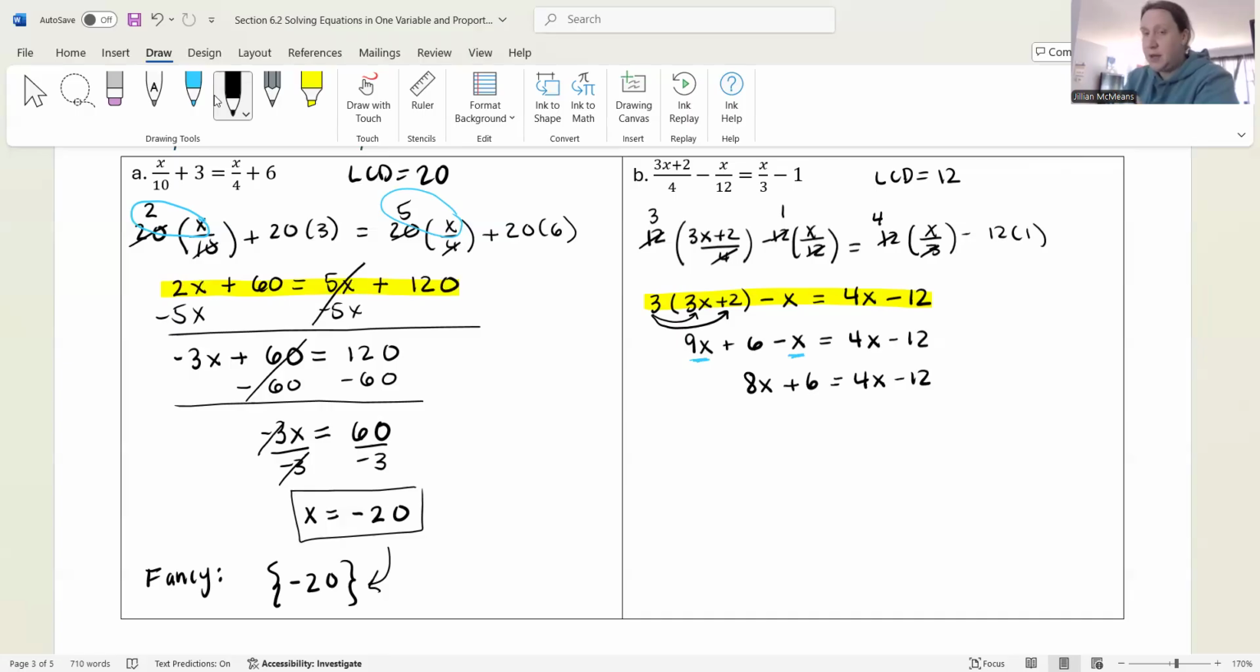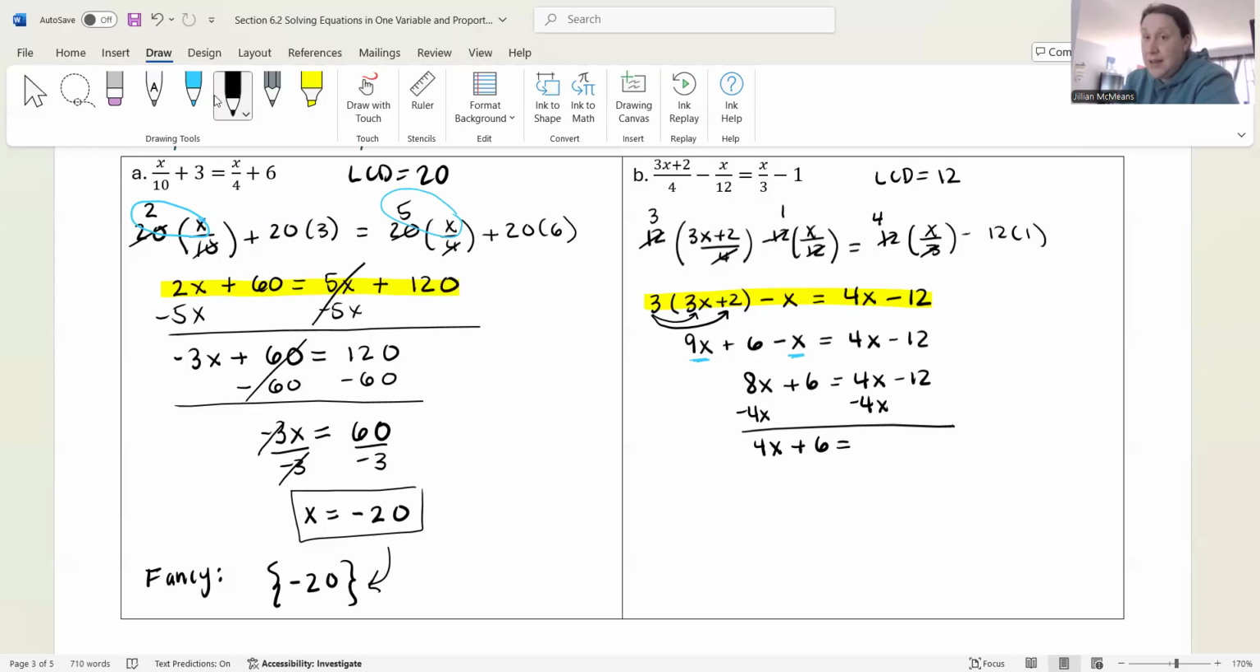So how would we undo that positive 4x? Well, think of positive 4x as plus 4x. How would we undo addition? Well, we would subtract. So we're going to subtract 4x from each side. Remember, we're maintaining balance. So whatever we do to one side, we have to do the same thing on the other. And then on the left, 8x minus 4x is just 4x. So positive 4x. Rewrite the rest of the equation.